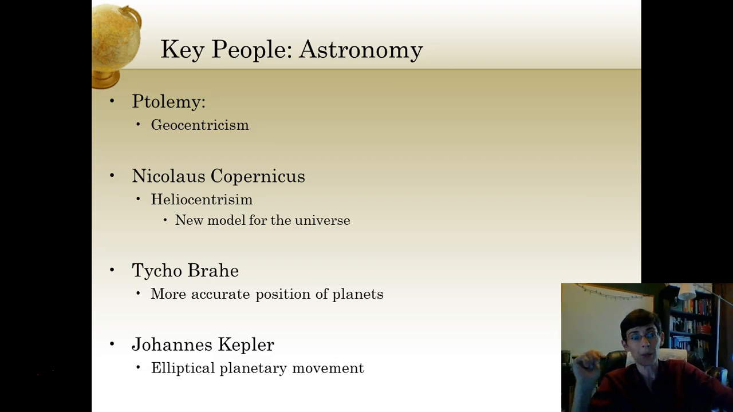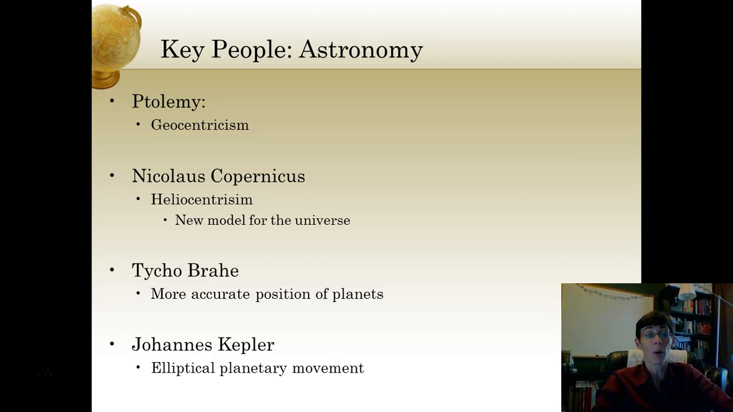All right, so key people in astronomy. You got Ptolemy. All right, he came up with geocentrism, right? Then we have Copernicus, who replaced him with heliocentrism. That became our new model for the universe, all right? You should know what those are. Geocentrism is the idea that everything revolves around the Earth. Heliocentrism is the idea that everything revolves around the sun, all right?